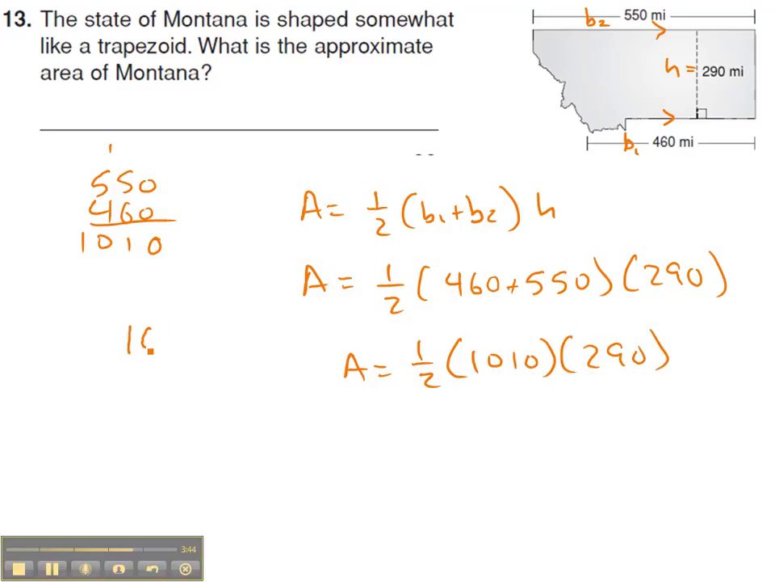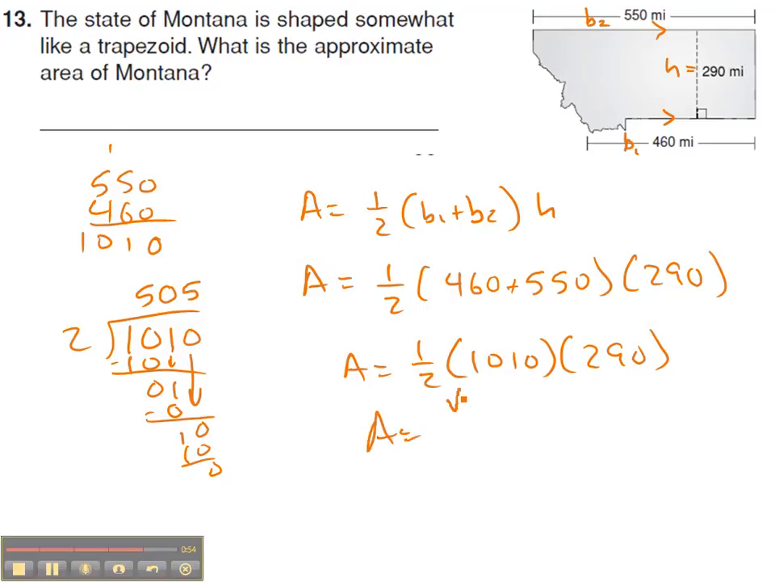1/2 of 1010 is the same as 1010 divided by 2. 5 2's in 10. Bring down the 1. There are 0 2's in 1, so we need a 0 here. 0 times 2 is 0. Then we can bring down this 0, and there are 5 2's in 10. So area equals 505 times 290.